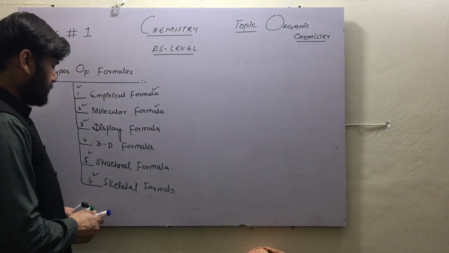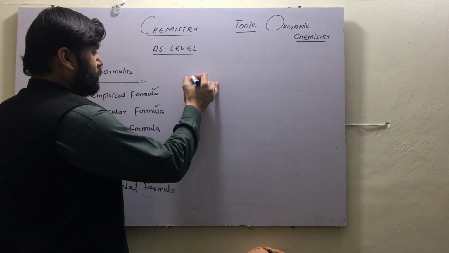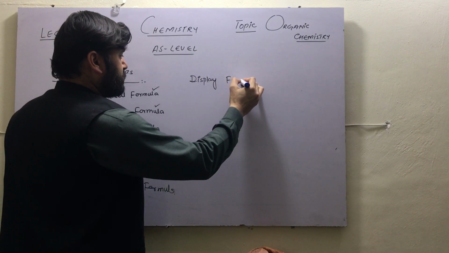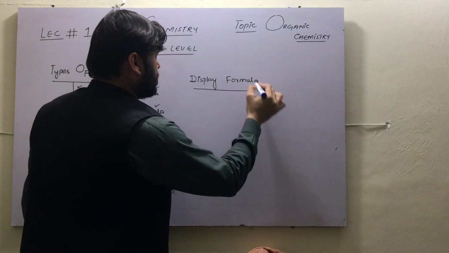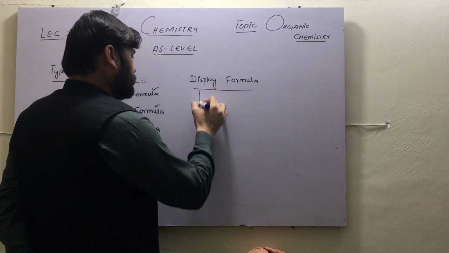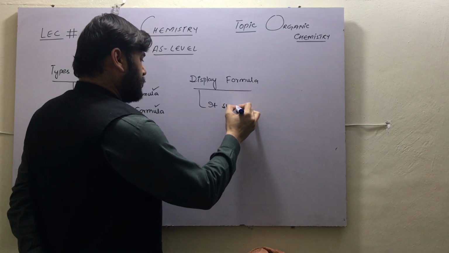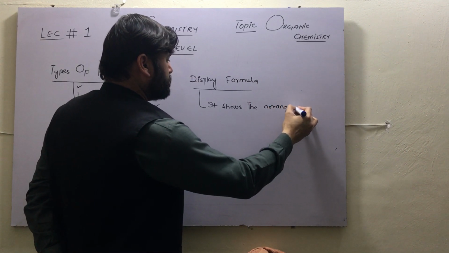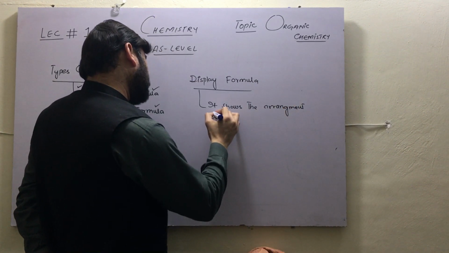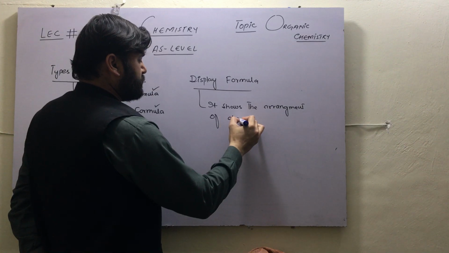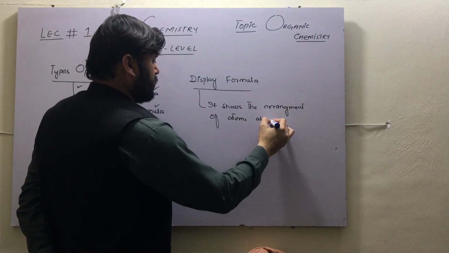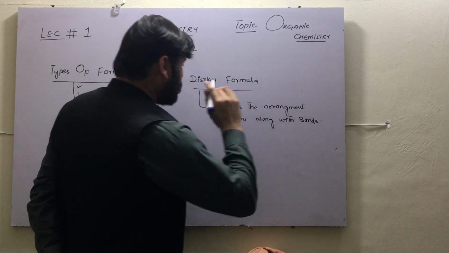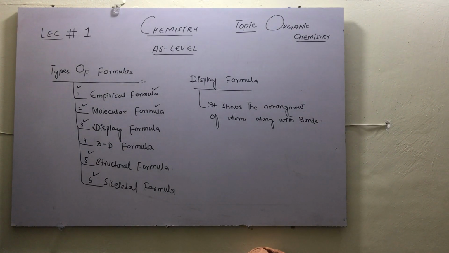So the third formula is the display formula. What is a display formula? Display formula is very easy. It shows the arrangement of atoms along with bonds. Bonds are also shown in the display formula.